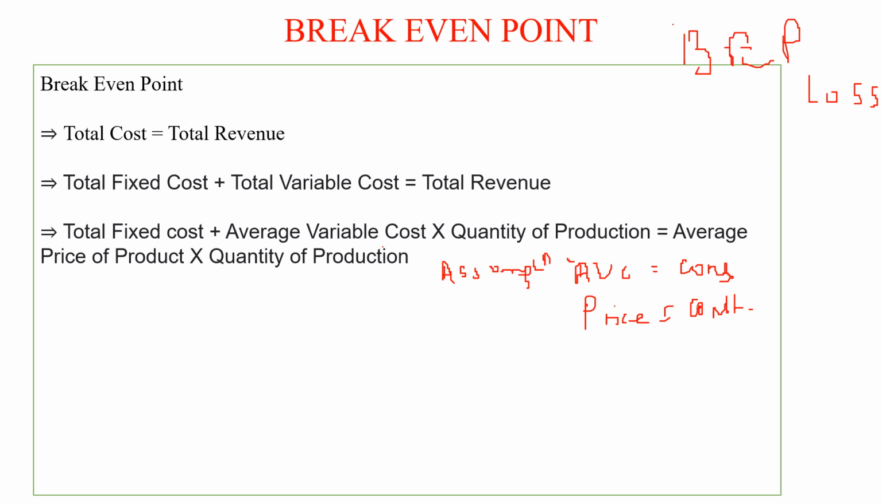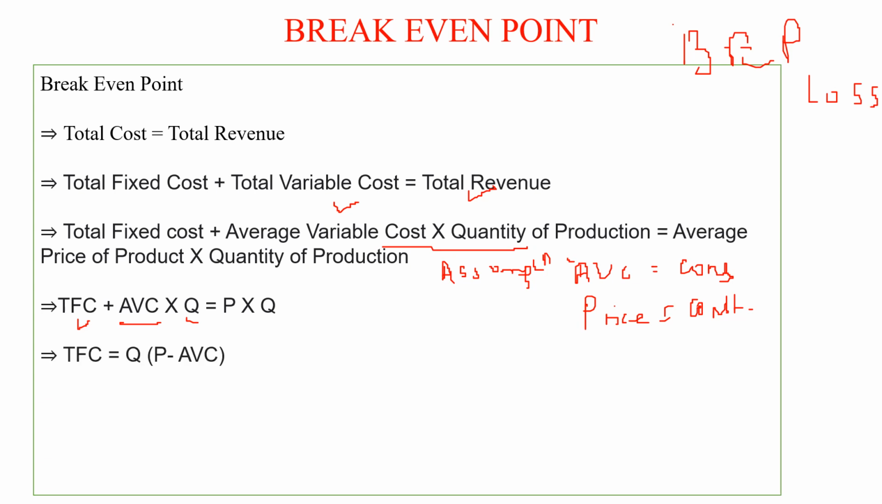So total fixed cost plus average variable cost times quantity of production. Average variable cost times quantity of production, what is that? That is the total variable cost. And average price of the product times quantity of production, what is that? That is the total revenue. Suppose total fixed cost is written as TFC, average variable cost AVC into Q, and price of the product is P into Q.